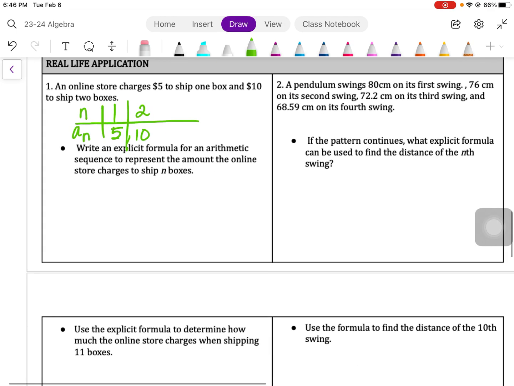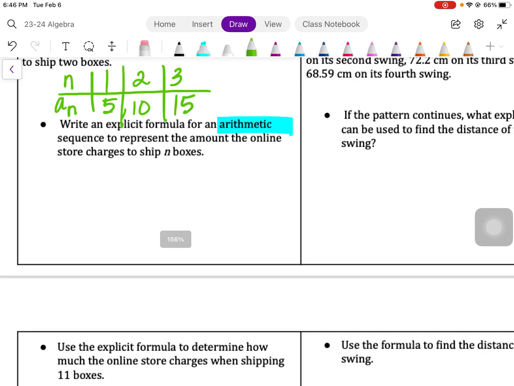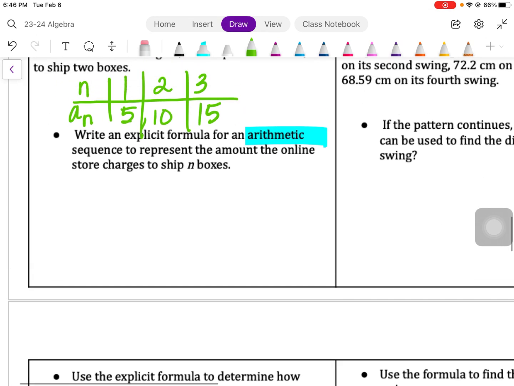Now, the important thing about this problem is it says write an explicit formula for an arithmetic sequence that represents the amount the online store charges to ship n boxes. It's important that they're telling us it's an arithmetic sequence, because with only two terms given, we're not really sure if we're adding 5 or multiplying by 2. If we're adding 5, then the next term is going to be 15. We want to find a formula that would help us find any number. Like if I wanted to ship 1,500 boxes, how much is that going to cost me? So let's go ahead and get started.